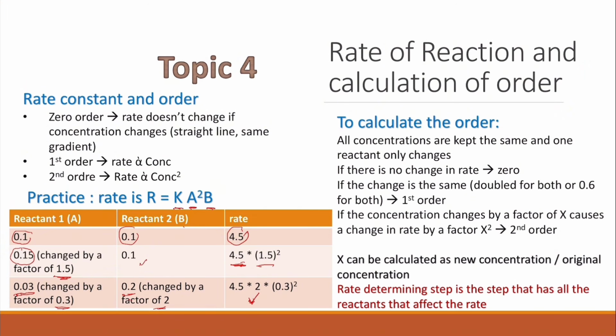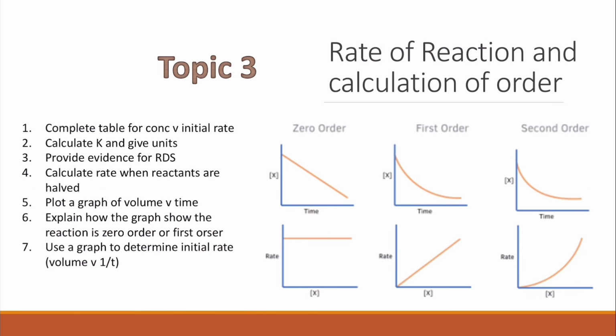The type of questions that you may encounter in this topic, which have been a collection of all the questions over the past 5 years. They can ask you to complete a table for the concentrations of the different reactants with the initial rate. They can ask you to calculate the k and give the units. And they ask you to provide evidence for the rate determining step. They don't usually ask you to propose a mechanism for the reaction. They will give you the mechanism, and they ask you to propose which step is the rate determining step and provide evidence for that.